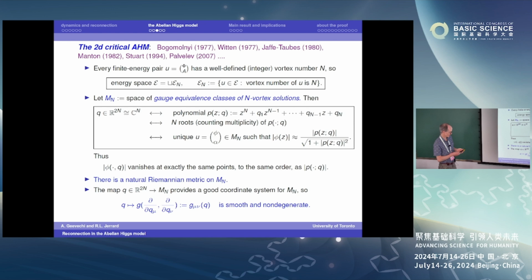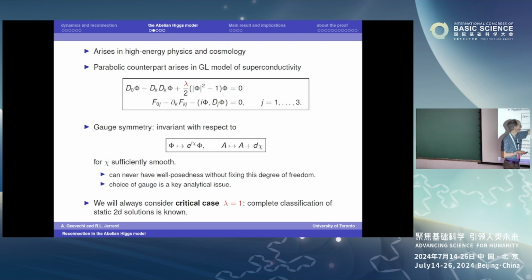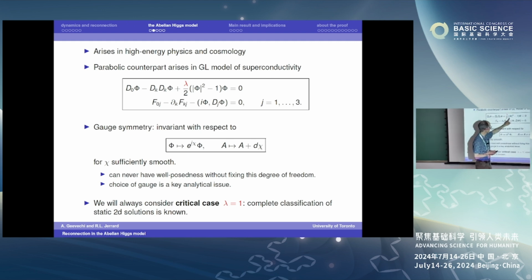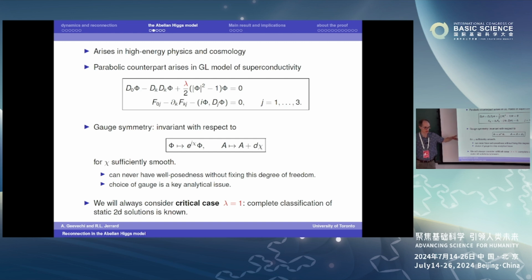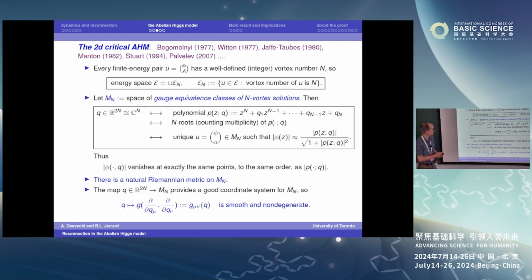First of all, every finite energy pair has a well-defined integer vortex number, capital N. The way one should think of this is, here I have this wave function phi. It turns out that for finite energy, due to the presence of this term in the equation, there's an associated energy. And for finite energy solutions, the energy contains this quantity, phi squared minus 1 squared. So for finite energy solutions, the modulus of phi will tend to 1 at infinity. One can imagine that at infinity we have a map taking values in the unit circle S1, and it has a certain winding number. The phase winds around the origin n times. That is the vortex number. And so every finite energy pair has a well-defined vortex number n.